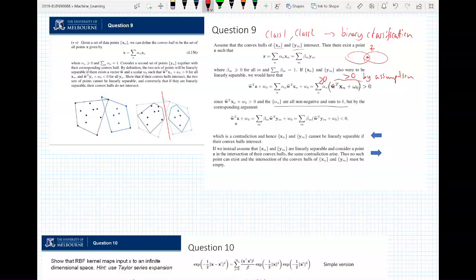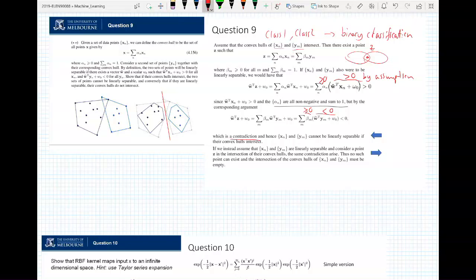But if I write z in terms of the betas and y's, then I need to be on the other side, right? So these are now all negative by the assumption, because we assume it's linearly separable and intersecting, but the betas are non-negative, so I end up with a negative result. So that is a contradiction. Therefore, they cannot be linearly separable if the convex hulls are intersecting.